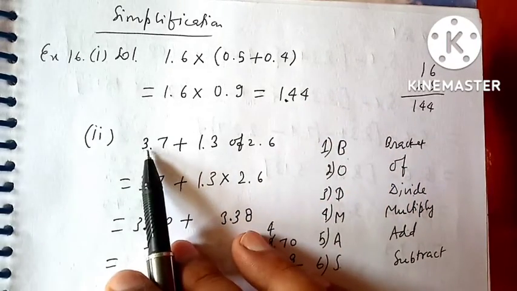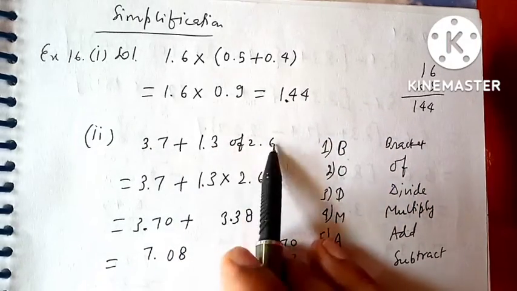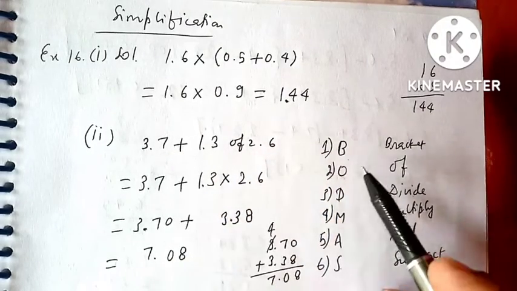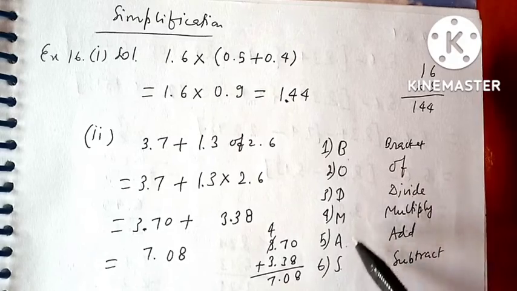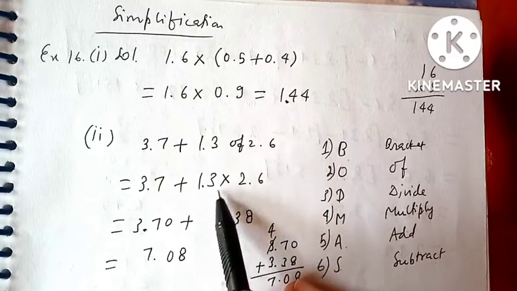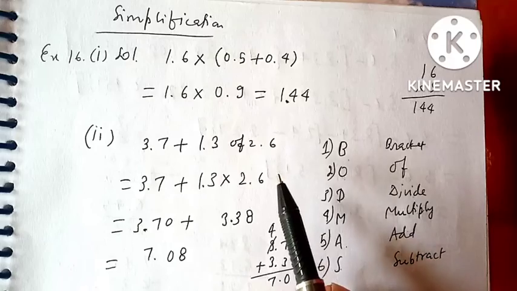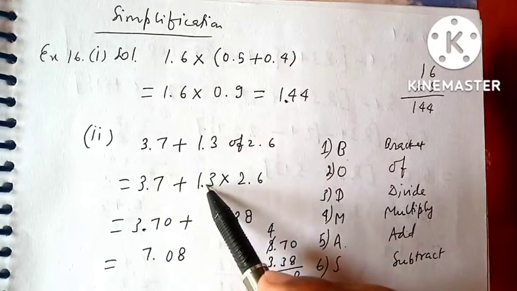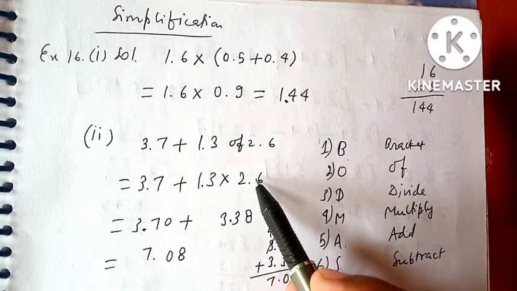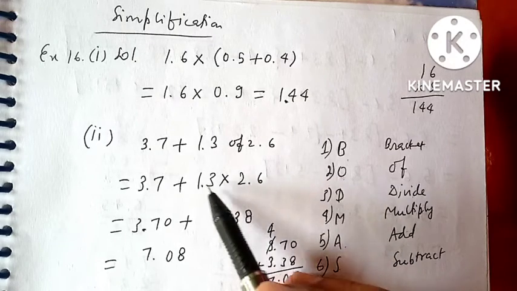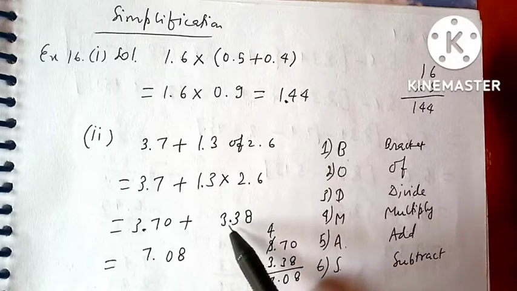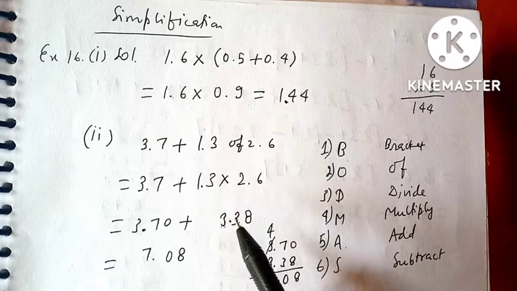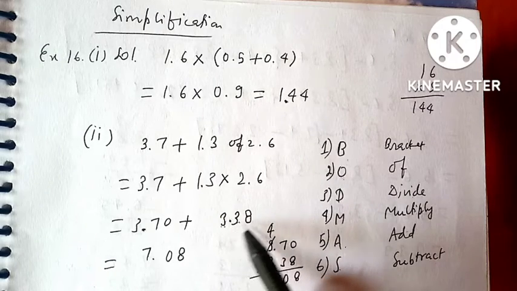Now next one, 3.7 plus 1.3 of 2.6. Here of and plus two operations are there, and we know that of comes before addition. So of means product. So we take product at the first, and for that we multiply 13 and 26. We get 338, as there are in total two decimal places. So we must put decimal between 3 and 3. Now it is 3.7. Here we have 3.38.